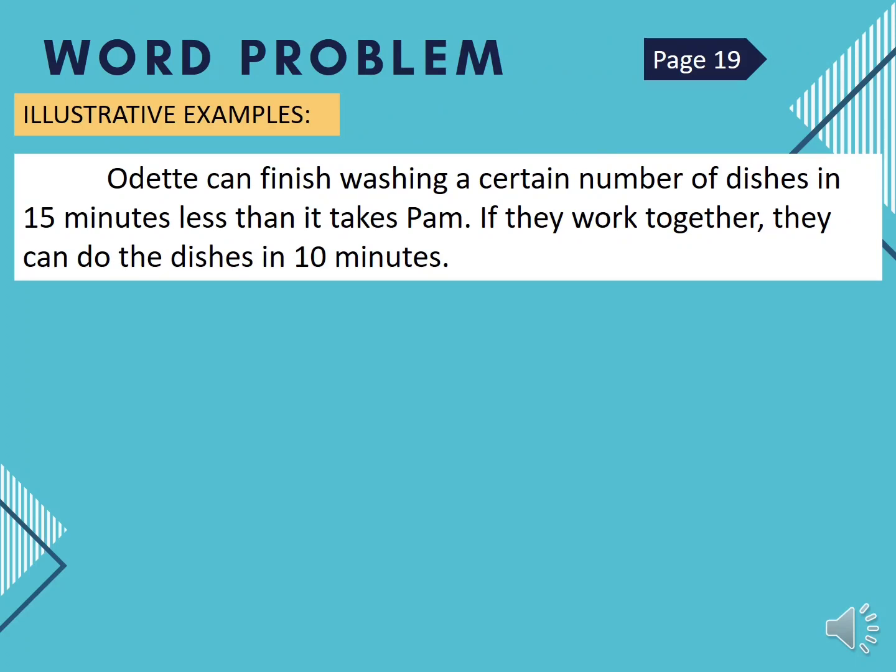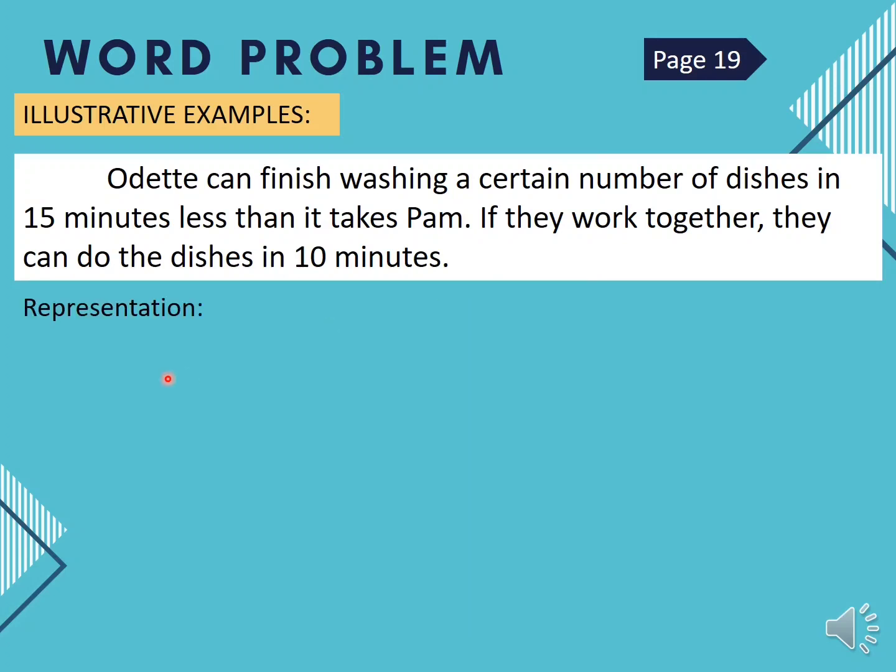So let us now have a deeper understanding of problems involving solving quadratic and rational equations. Let us try this given problem. Odette can finish washing a certain number of dishes in 15 minutes less than it takes Pam. If they work together, they can do the dishes in 10 minutes. Let us find out the time Odette and Pam can do the dishes alone.